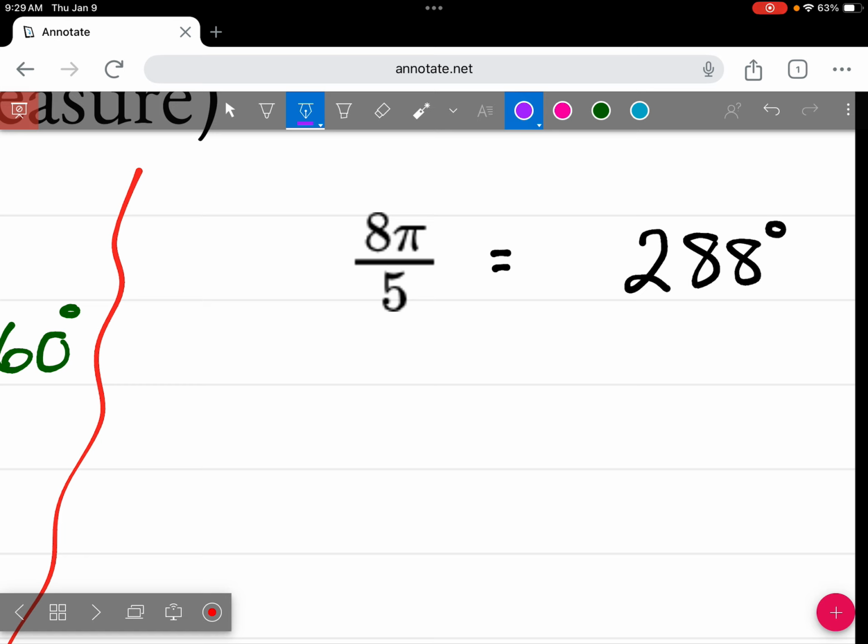So we'll do our coterminal angles in radians, and we'll do our coterminal angles in degrees. So we're going to take our 8 pi over 5.